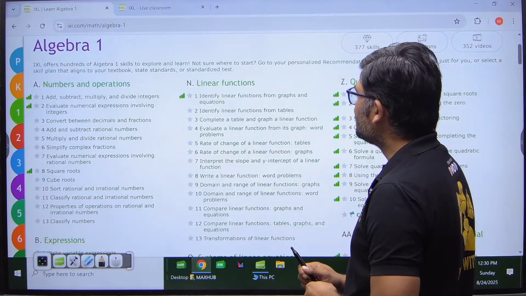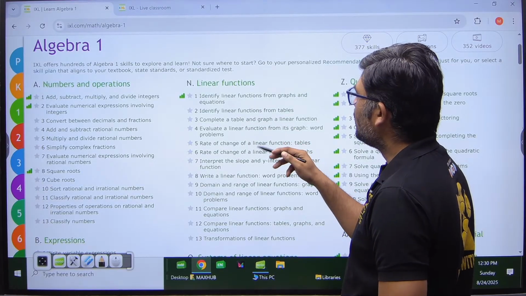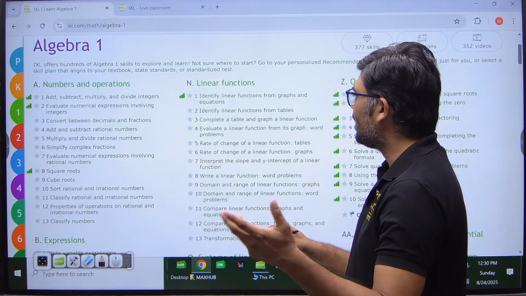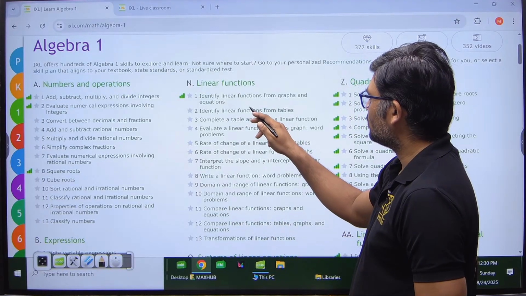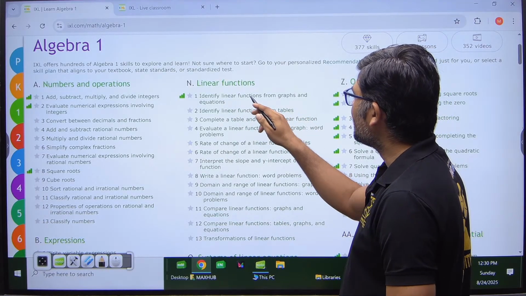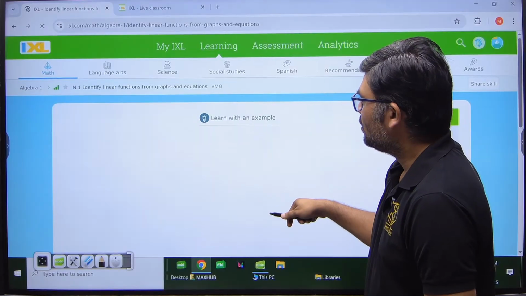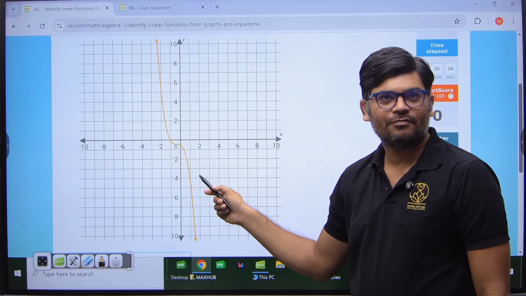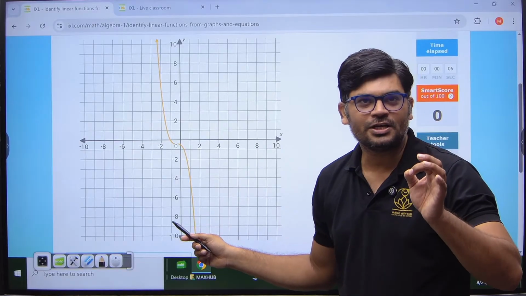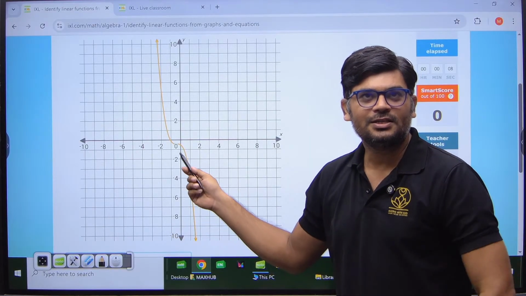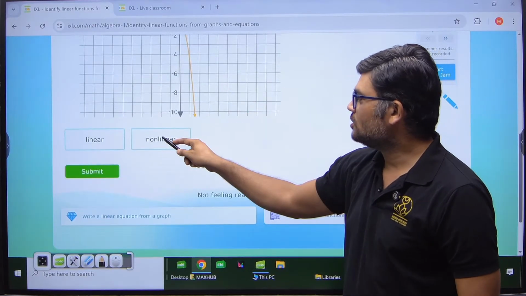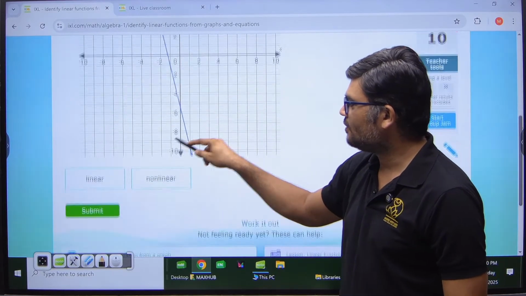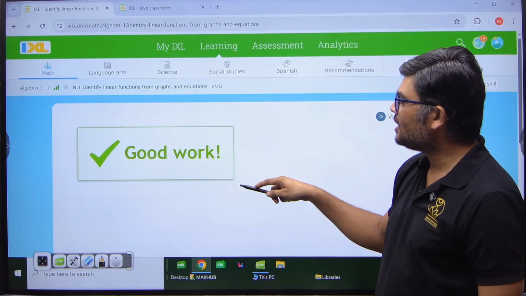So now let us understand how to find whether a function is a linear function or not. Let us see if we can find it from the tables or not. So identify linear functions from the graph and the equations. This is a very easy sheet, I think. Can you see the graph? The graph of a linear function is a straight line. Is this a straight line? No. So this is not a linear function. Very easy sheet. This is a linear function. If it is a straight line, it is a linear function.